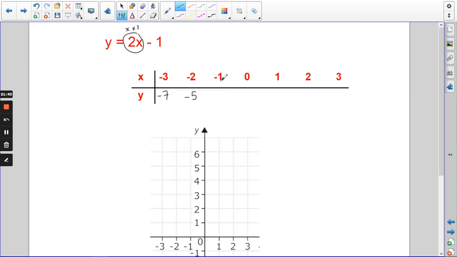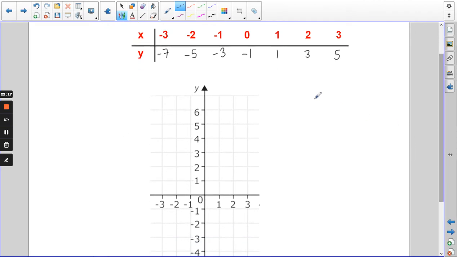If I double minus 1, I get minus 2. And if I'm on minus 2 and I take away another 1, that's minus 3. If I double 0, I get 0. But if I take away 1, I get minus 1. If I double 1, I get 2, but when I take away 1, I end up on 1. When I double 2, I get 4, but if I take away 1, I've really only got 3. And if I double 3, I get 6, and if I take away 1, I end up on 5.